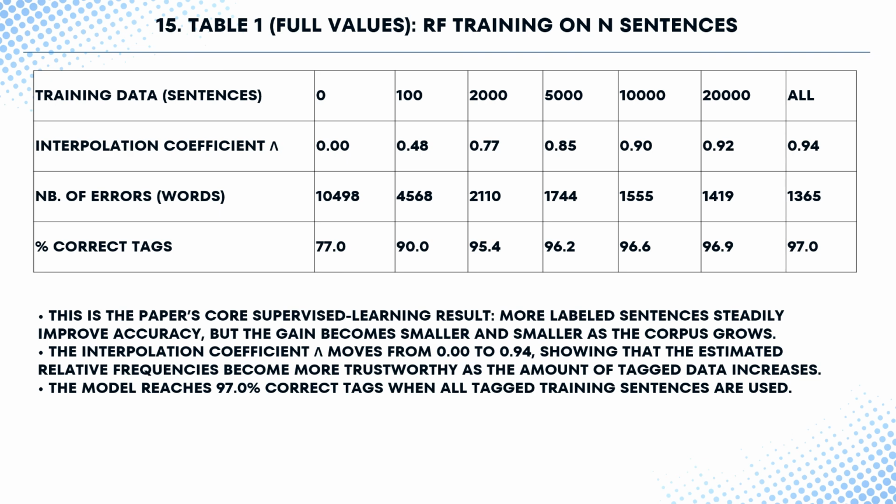Interpolation trend shows that lambda increases from 0 to 0.94, meaning as data grows, the model relies more on actual counts than smoothing. So this table establishes a strong baseline. RF training is highly effective when labeled data is available.